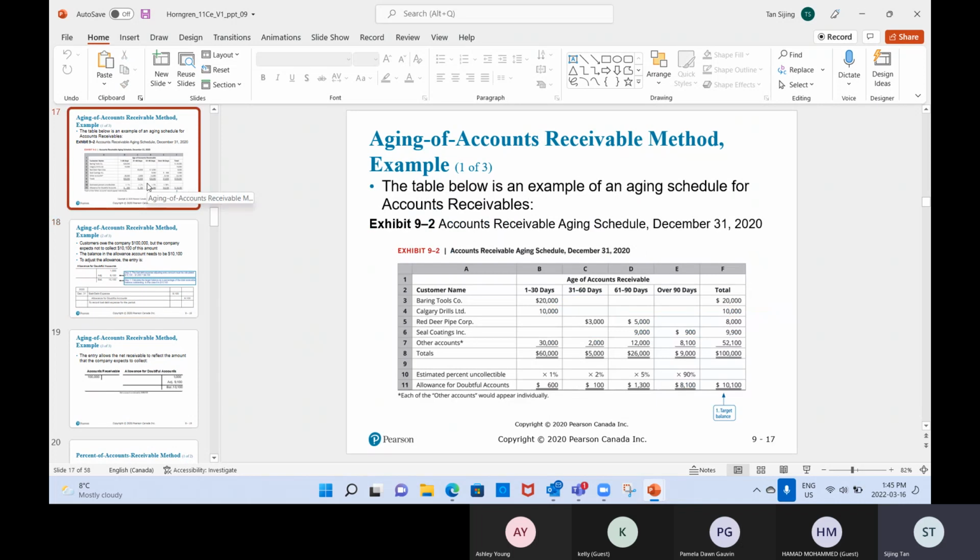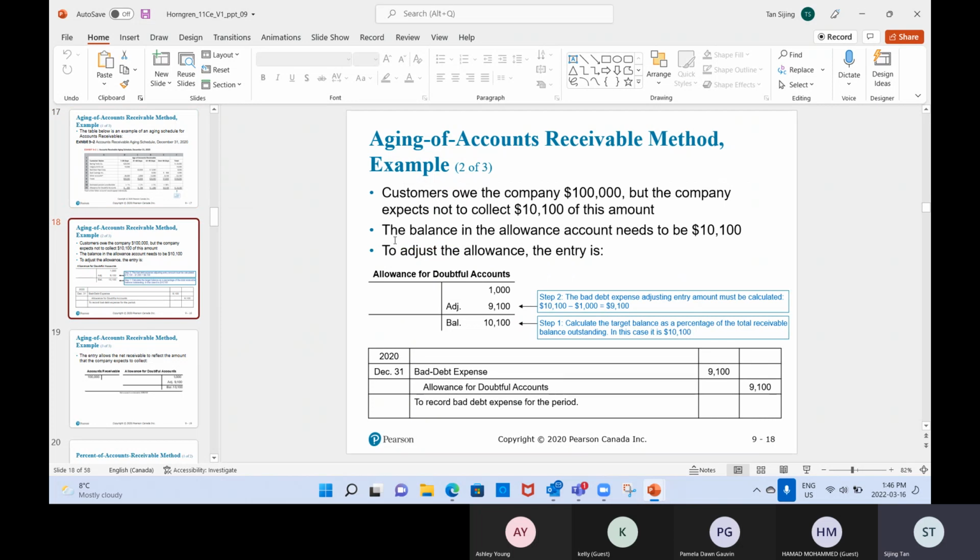Now you need to make sure if you have a beginning balance in this doubtful account. So this is how this question shows you. At the very beginning of the year, the company has a beginning balance of $1,000. And then you need to achieve that $10,100. Then you have the calculation, what adjustment you need to do. You need to add $9,100 more. Right, so that is how the aging of accounts receivable method works. You calculate your target amount. You know your beginning balance of the account. Then you need to figure out how much exactly you need to put into the allowance for this year.